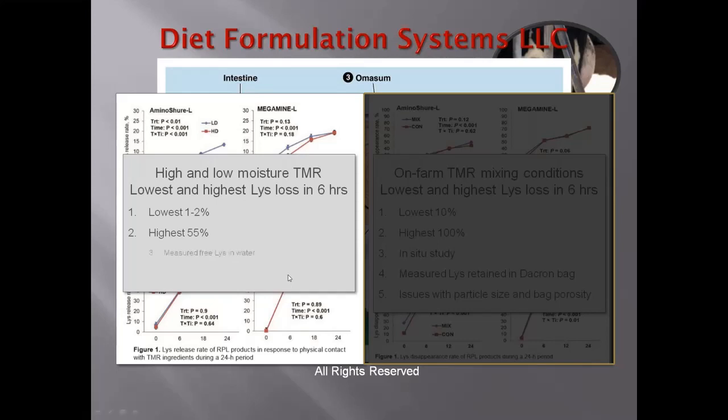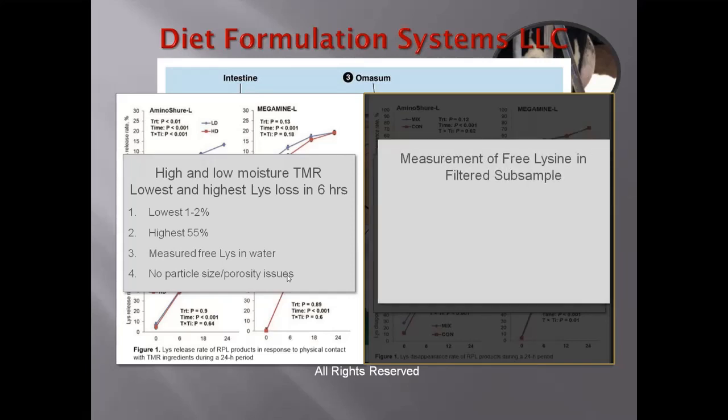Now, this study didn't measure retained lysine. It measured free lysine in the water solution used to wash the sample. Okay, so there are absolutely no particle size or porosity issues in this segment of the study. The only way that lysine gets into the water is by leaching through the encapsulation coating. Okay, that's the only reason it should be there. So let's look at this. Let's look at how it was actually done.